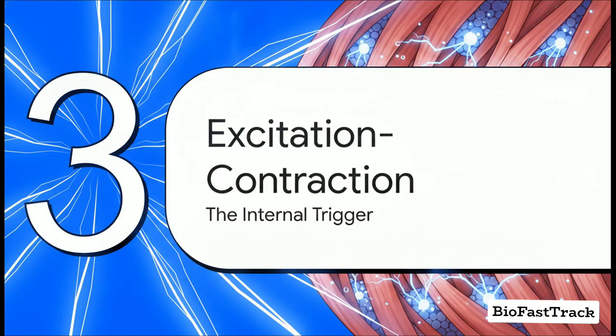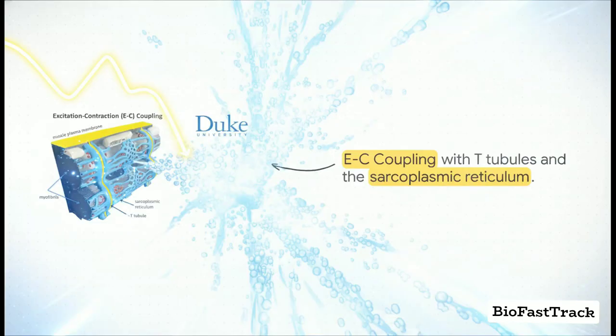Which brings us to Section 3, excitation-contraction coupling, the internal trigger. Once that signal crosses the gap, the electrical spark dives deep into the muscle fiber. Those electrical signals travel down these specialized channels called T-tubules. They dive deep inside, right up against a webbing called the sarcoplasmic reticulum. The SR is basically a giant storage locker for calcium. So when the electricity hits, that locker bursts wide open, completely flooding the muscle cell with calcium ions.